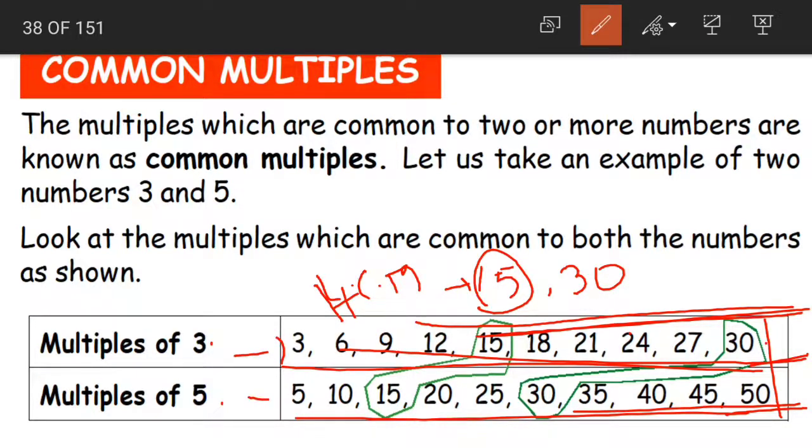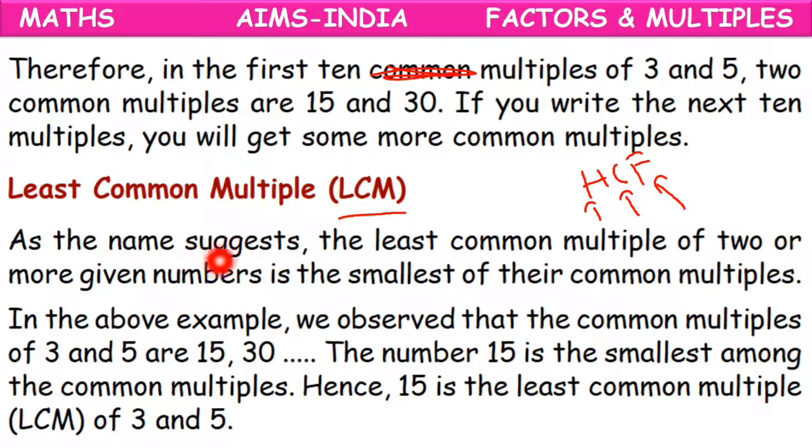As the number of multiples are infinite, we can know the number of common multiples are also infinite, children. So we cannot say which is the highest common multiple. So that is why we go for LCM, that is the least common multiple. As the name suggests, the least common multiple of two or more given numbers is the smallest of their common multiples.